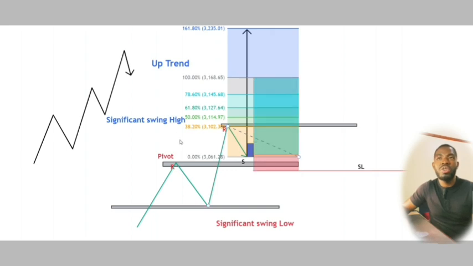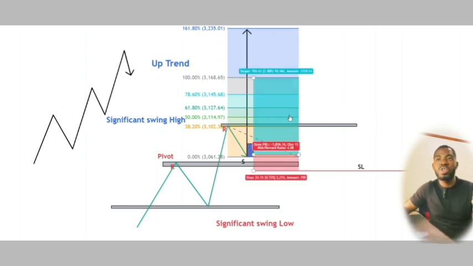Then you can now use your Fibonacci extension tool. Okay, drag it from the significant low to the significant high, and then drag it back again to the current price that is running, the price where you bought at, and then drag it to the right. Okay, then the levels that you see there, 38.2, 50%, 61.8, those are your take profit levels on the Fibonacci extension tool. So I hope that is clear.